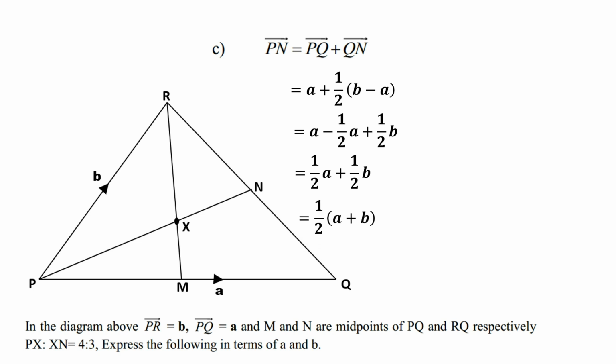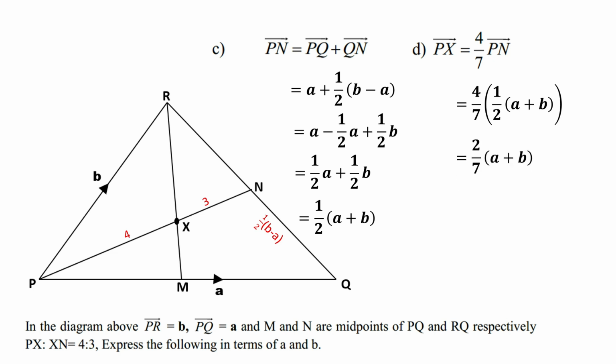Then finally our last task is to calculate PX, since we are given the ratio 4 as to 3, and we have the vector of the full line PN from the previous working. We need to use the total ratio, since we are calculating based on the full line. So, our total ratio is 4 plus 3, which is equal to 7. Hence PX is equal to 4 over 7 times PN. If we substitute, we get 4 over 7 times half of a plus b, which will give us 2 over 7 times a plus b.